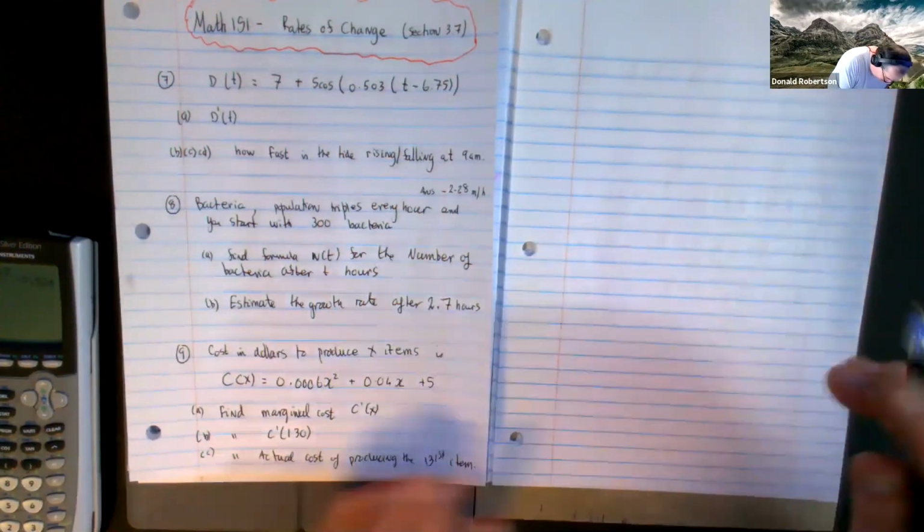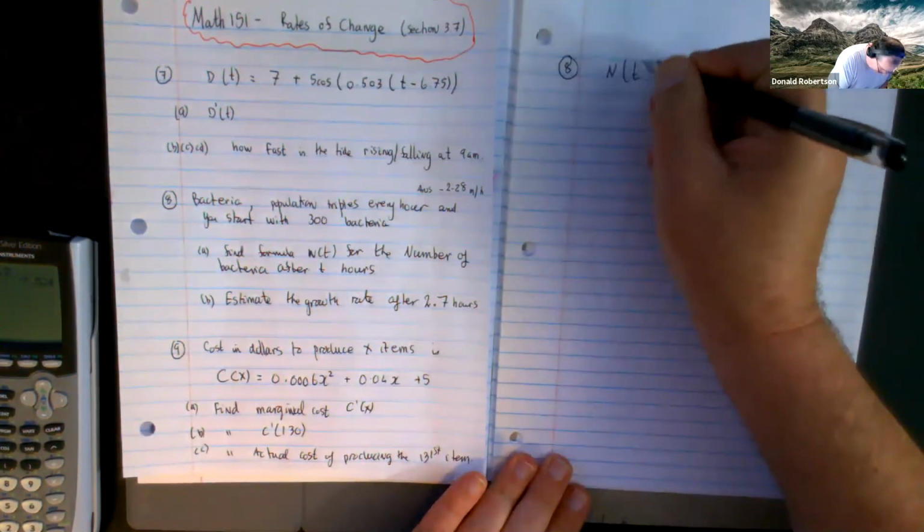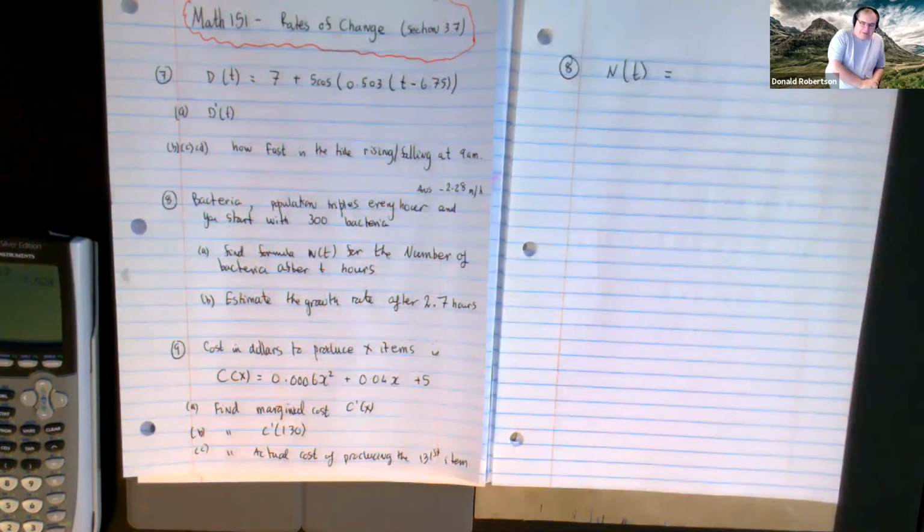Next one, question 8. Totally different tack. Bacteria, this one is about. The population triples every hour, and you start with 300 bacteria. Find a formula for the number of bacteria after t hours. I'll throw it open and then I'll tell you how to get it, because it's asking a lot right off the bat with very little information. You start with 300 bacteria and it triples every hour. Any idea for a formula involving t that would be able to model that situation?